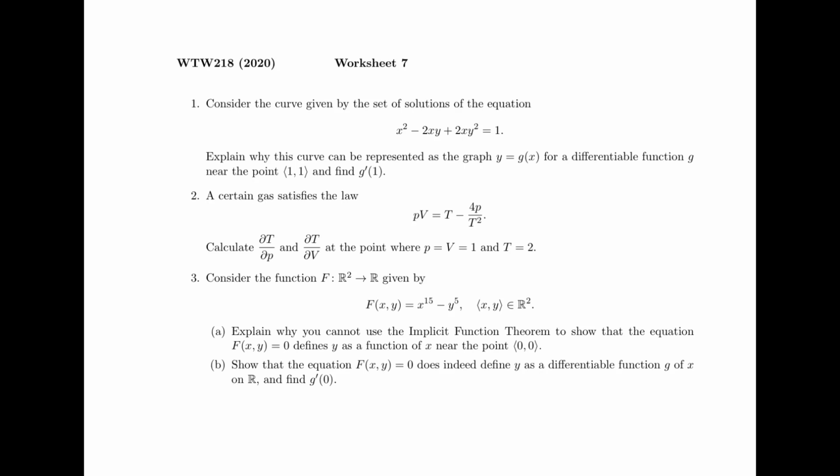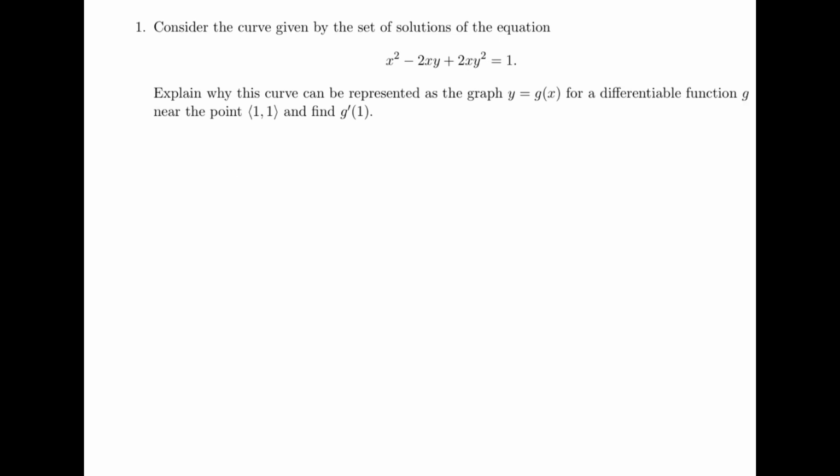So let us go to the first question. We consider a curve given by the solutions of the following equation, and we have to explain why this curve can be represented as the graph y equals g of x for a differentiable function g near the point (1, 1), and we have to find the derivative in the point 1.